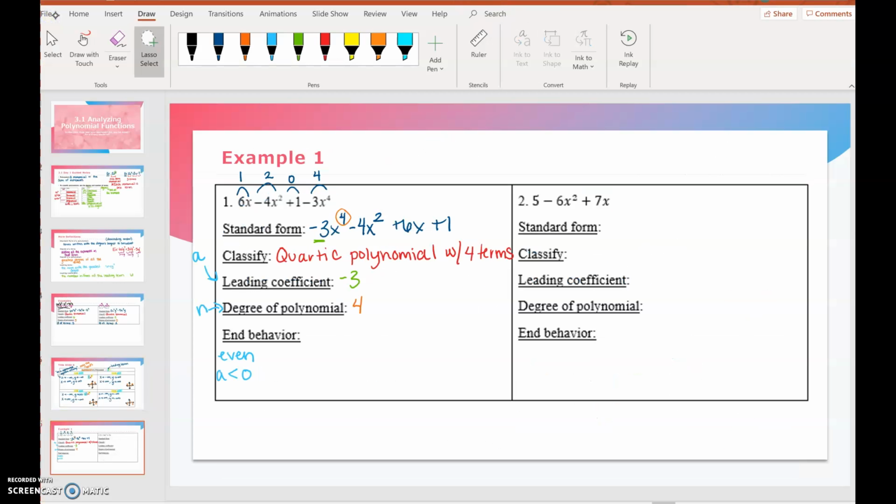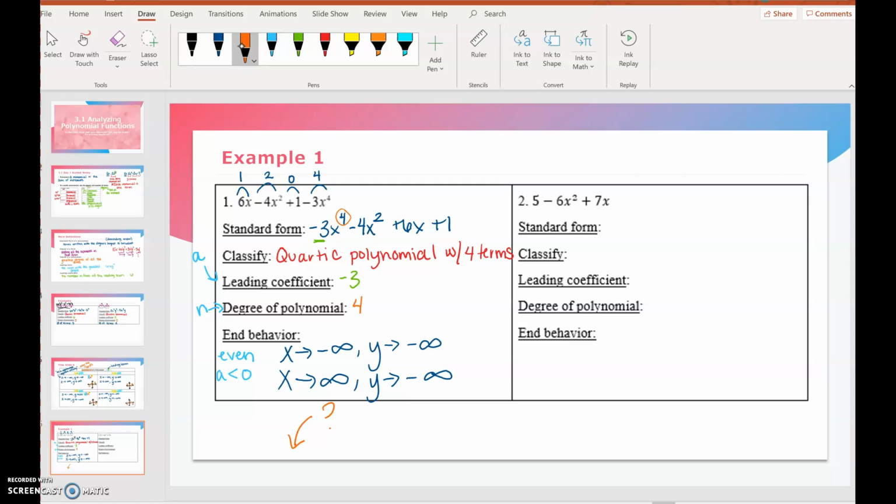Okay, so let's go ahead and write it down. So as we go to the negative side of the x, we also go negative on the y, and then as we go positive, we go negative again. So again, we don't know anything about the middle, we just know that both arrows on both sides are going down. So go ahead and pause and then check your answers with the next one.